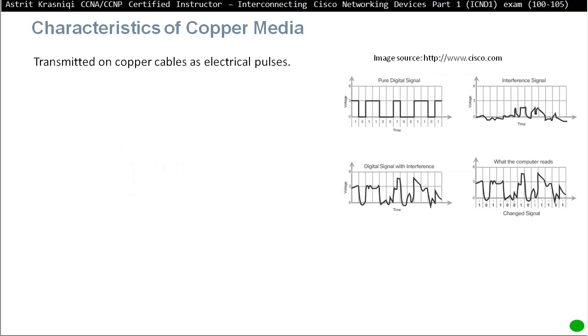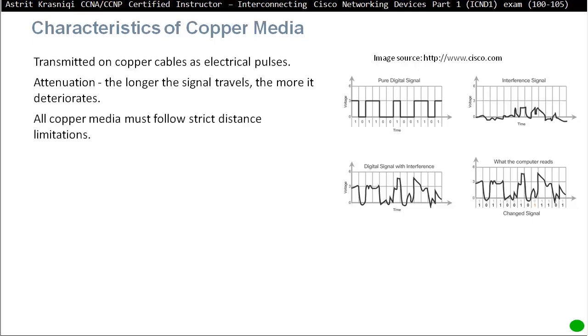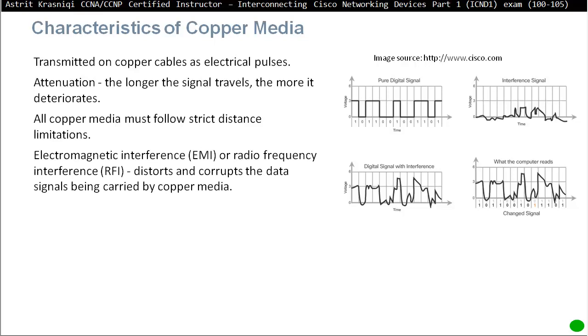These are the characteristics of copper media. Transmitted on copper cable as electrical pulses, as we said. Attenuation: the longer the signal travels, the more it deteriorates. All copper media must follow strict distance limitations. Electromagnetic interference, EMI, or radio frequency interference, RFI, distorts and corrupts the data signals being carried by copper media. For example, if you look here on the right, we have a pure digital signal here. And then we have the interference, and that's the signal with interference.